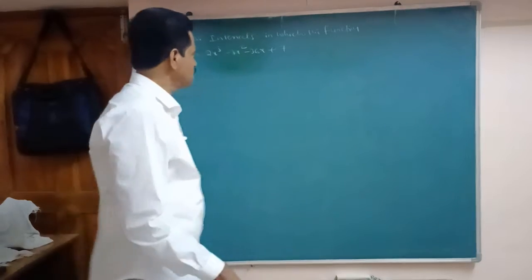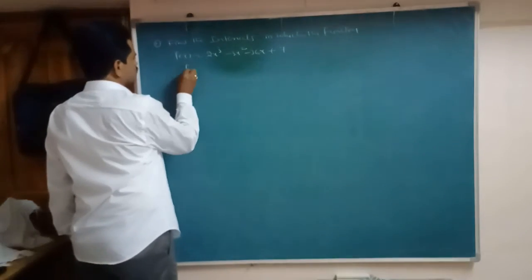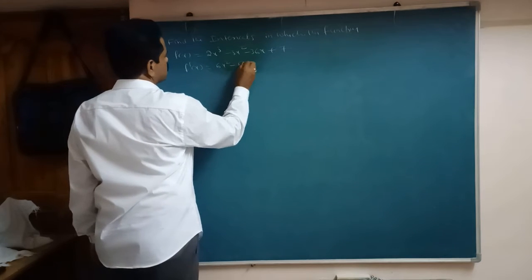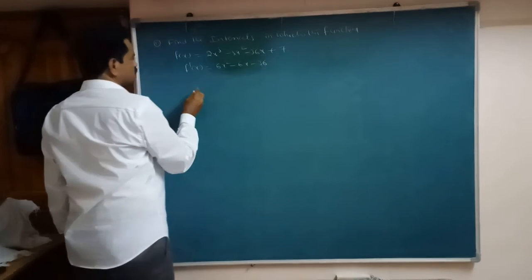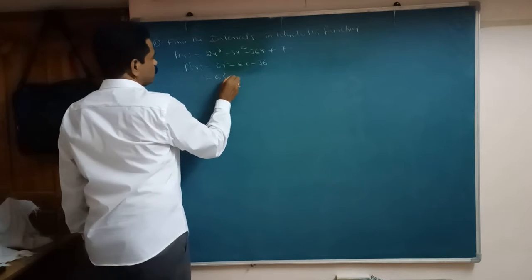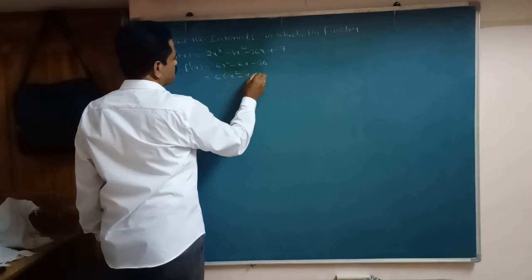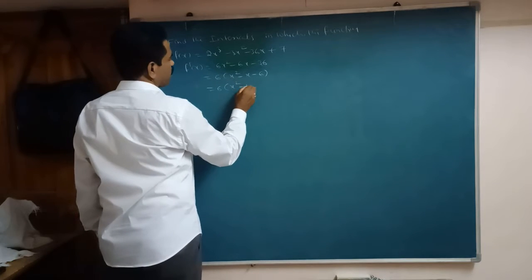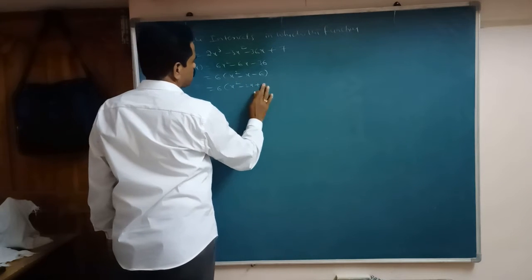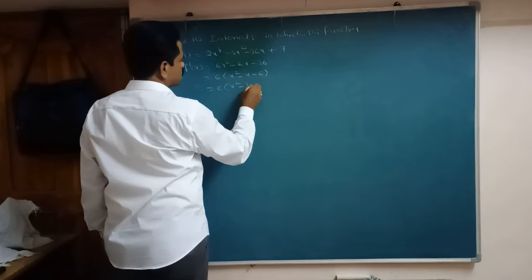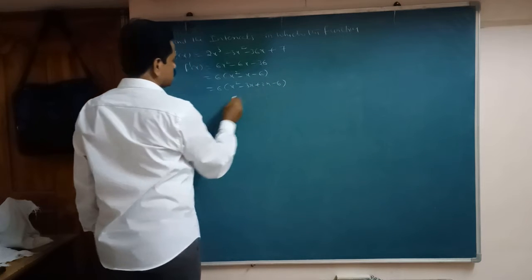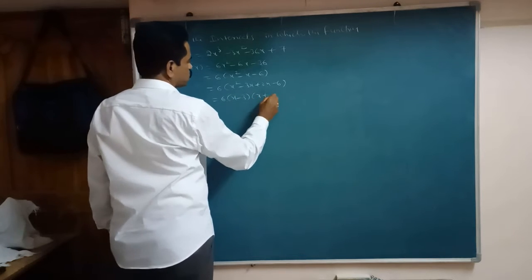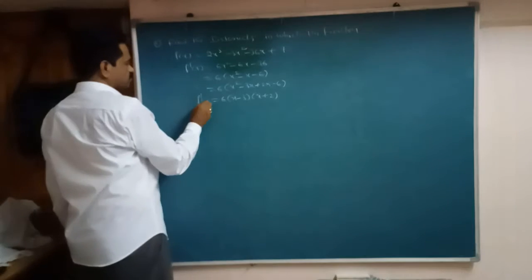You are going to see, find f'(x). f'(x) = 6x² − 6x − 36, which equals 6(x² − x − 6). That is 6(x² − 3x + 2x − 6), which is 6(x − 3)(x + 2). This is f'(x).